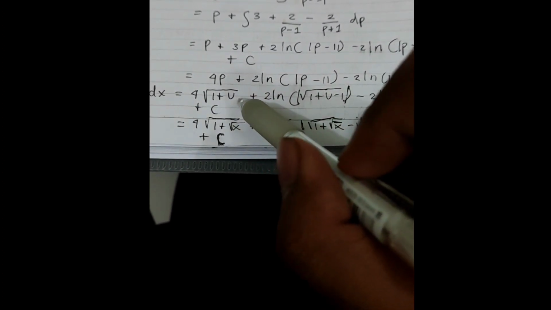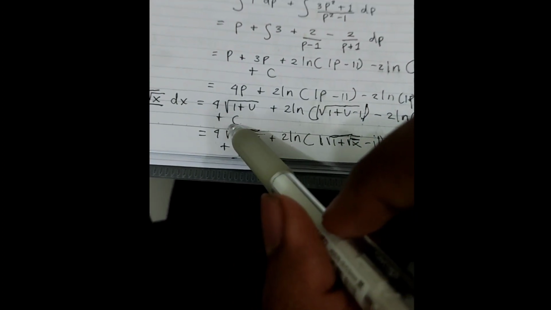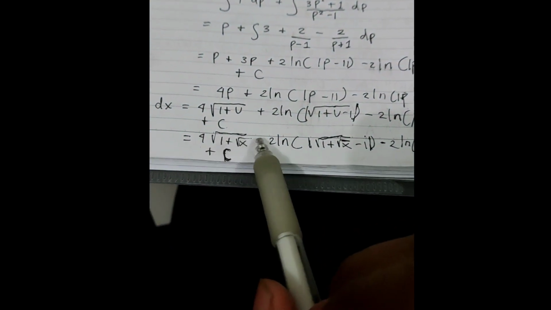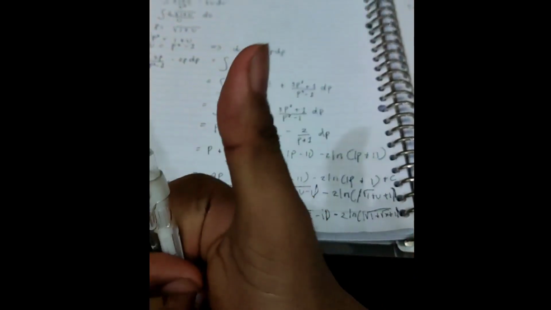We just try to replace it with the original values, okay? So 4 square root of 1 plus square root of x plus 2 ln times the absolute value of square root of 1 plus square root of x minus 1 minus 2 ln the absolute value of square root of 1 plus square root of x plus 1 plus c. So done. Let's move to the next question.